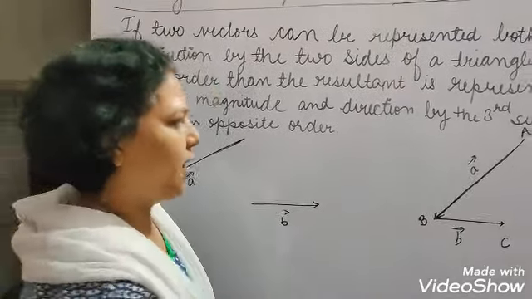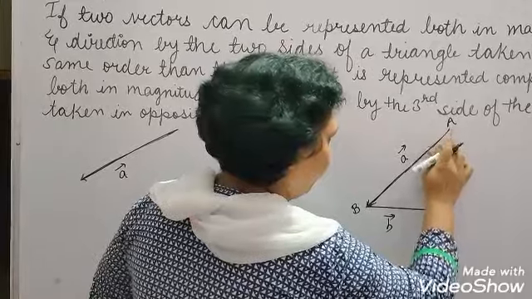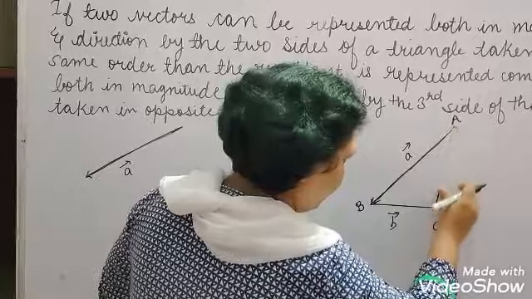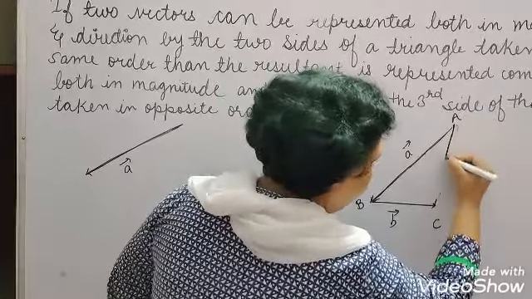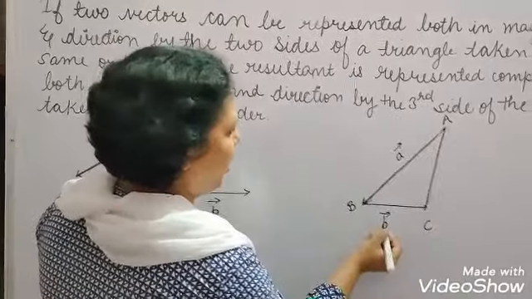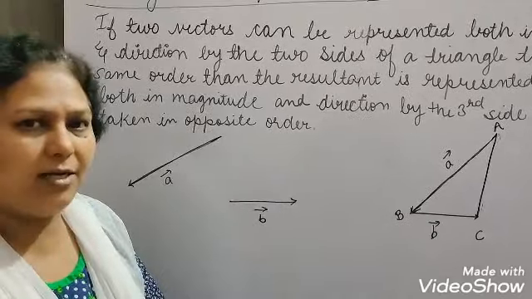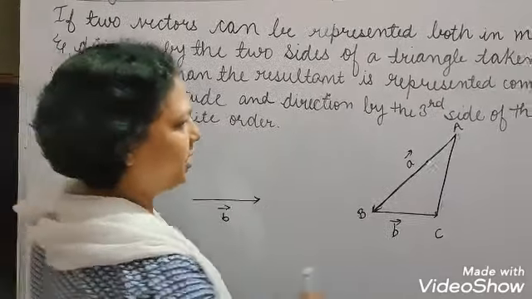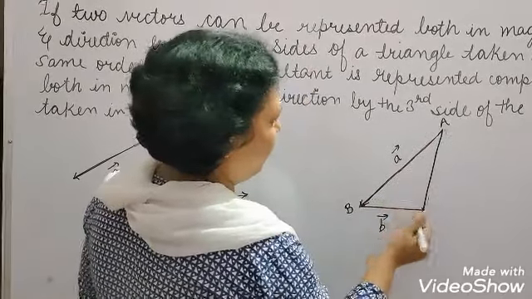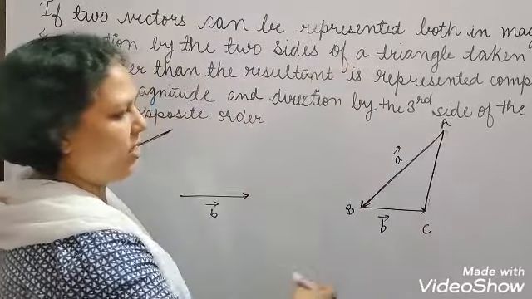Now if I complete this triangle, the third side will represent the resultant of A and B, the sum of vectors A and B, because you can see that vectors A and B are taken in the same direction. This way, in the anti-clockwise direction it is moving here.